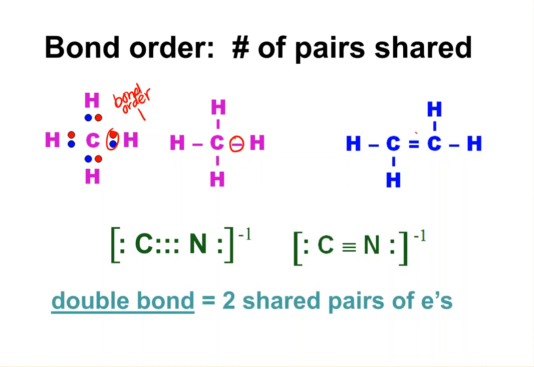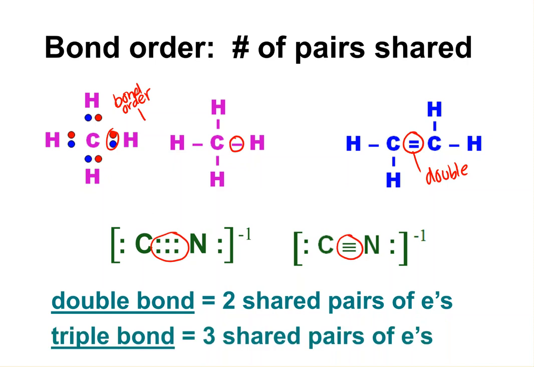Okay, this one right here, this is a double bond. Bond order 2. 2 shared pairs, so there are 4 electrons being shared there. This one, those are a lot of electrons. That's a triple bond. So 3 shared pairs.